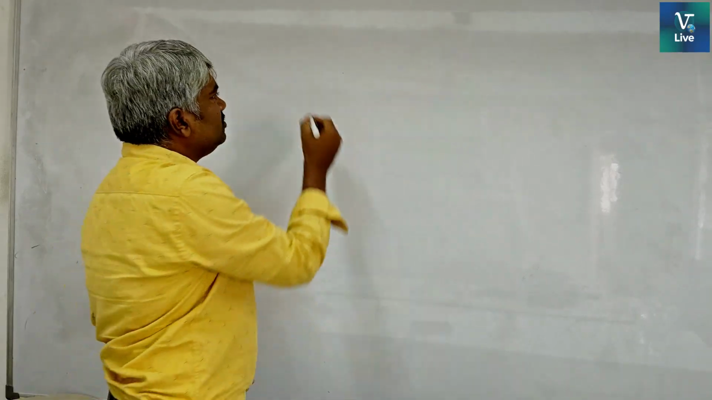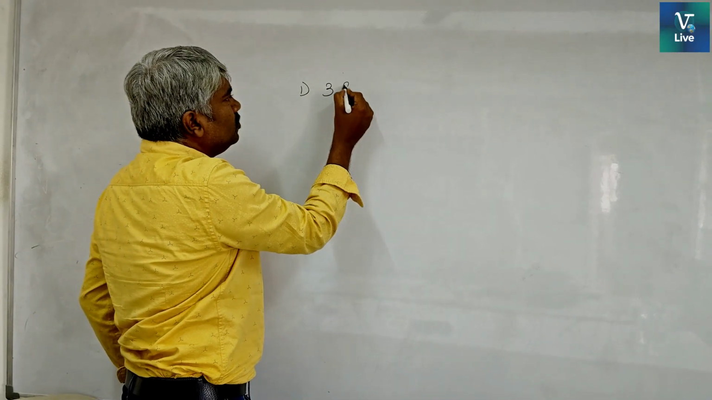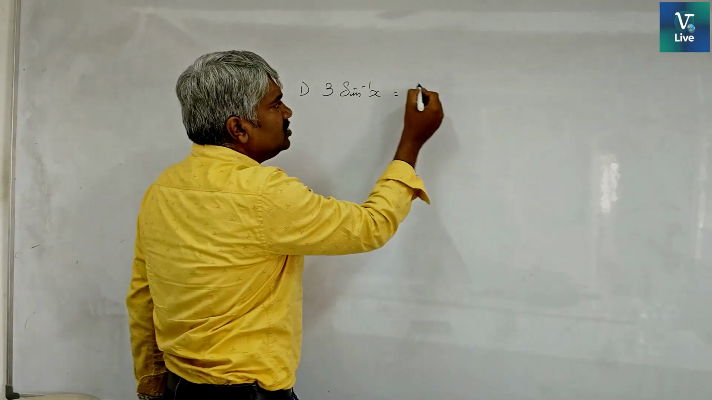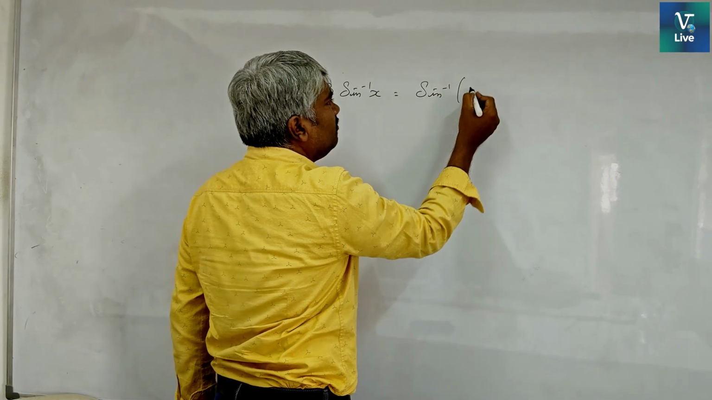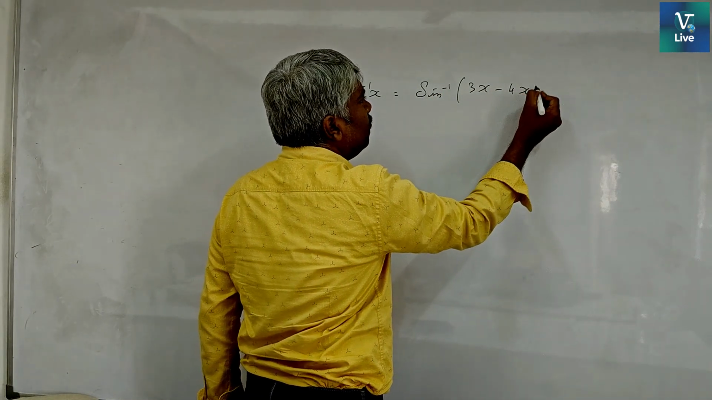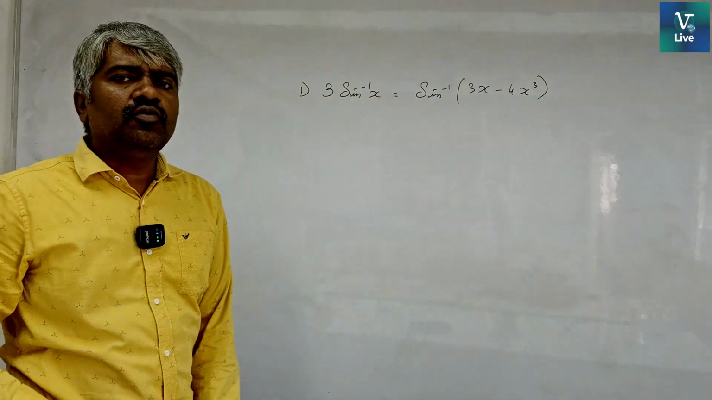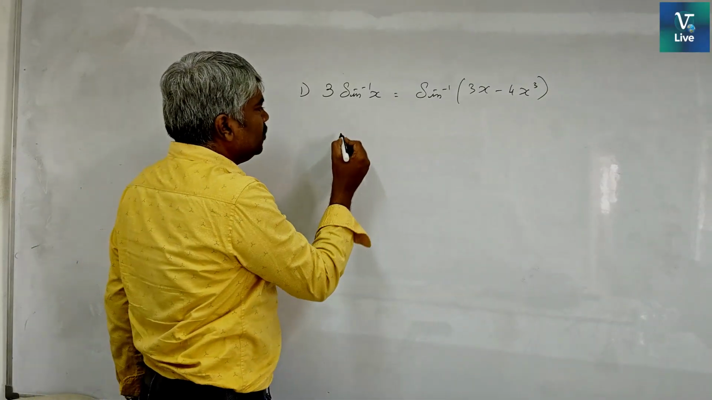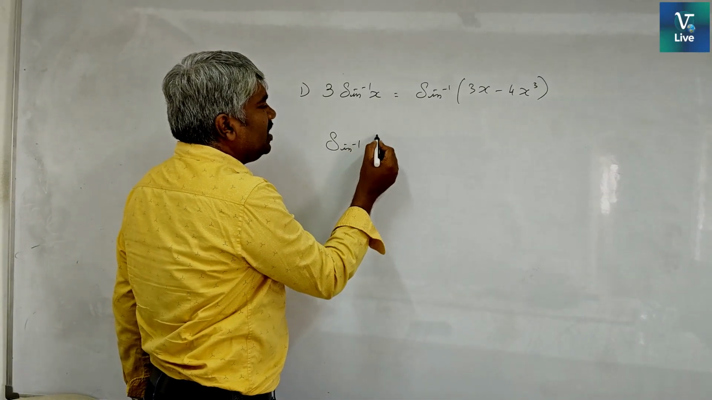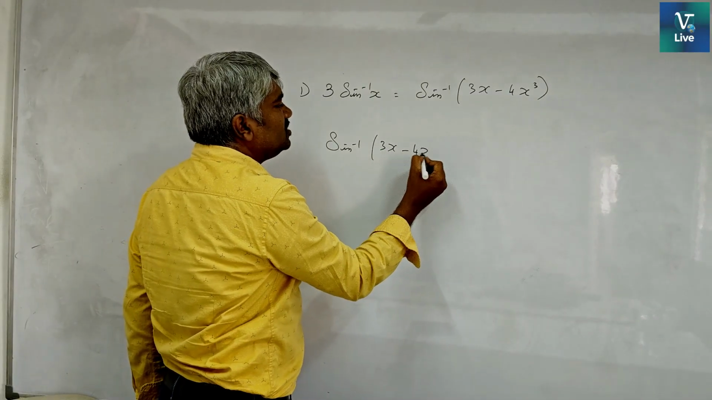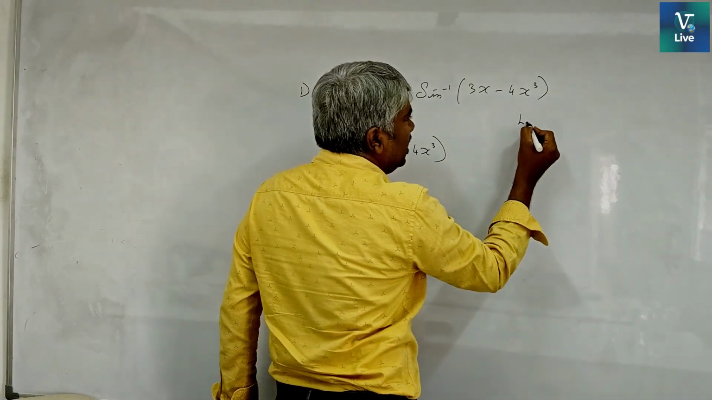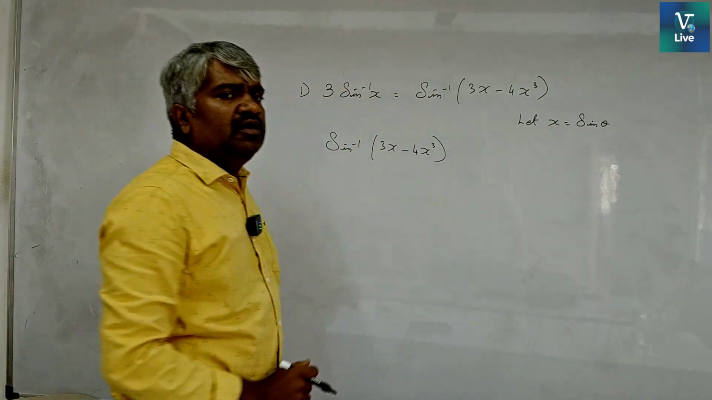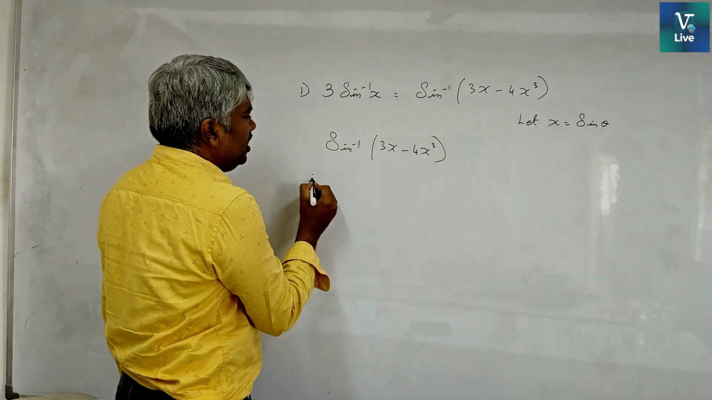So the first question is, we need to prove 3 sine inverse of x is equal to sine inverse of 3x minus 4x cube. Now we need to prove that the terms on the left hand side and right hand side are equal. Okay, so I'm going to prove by taking the term on the right hand side. Okay, let x is equal to sine theta. We'll assume that the value of x is equal to sine theta.